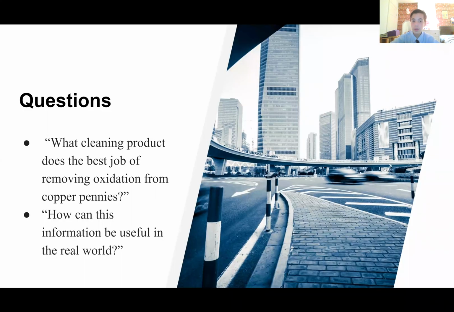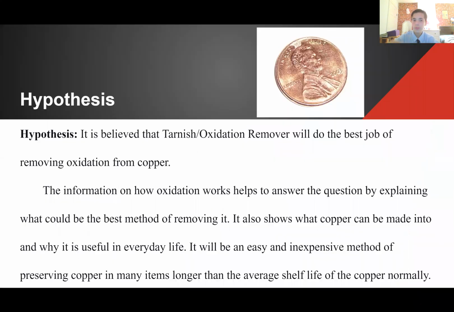My questions. Well, I had two, and the first one was, what cleaning product does the best job of removing oxidation and corrosion from copper pennies? And then, how can this information be useful in the real world? My hypothesis. It is believed that tarnish and oxidation remover will do the best job of removing oxidation from copper.